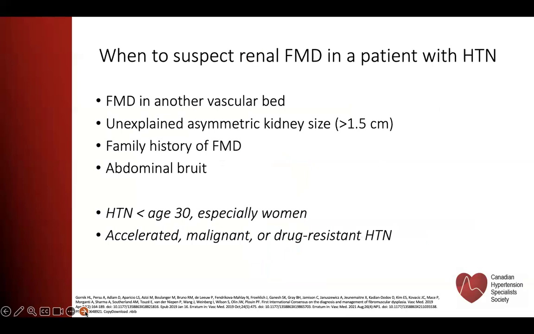So in a patient with hypertension, when should we suspect renal FMD? We should certainly look for it if there's FMD in another vascular bed, and I'll get to that a little bit later. If there's an unexplained asymmetric kidney size, so that's considered more than 1.5 centimeters, which is what we saw in the patient that I presented. Patients with a family history of FMD and any symptoms of FMD, including hypertension, should be screened for FMD. And if there's an abdominal bruit.